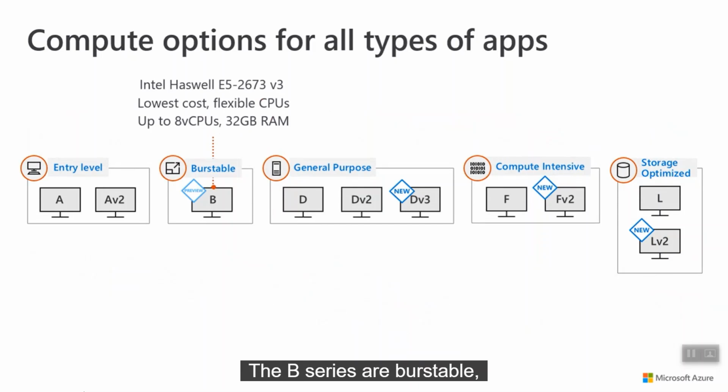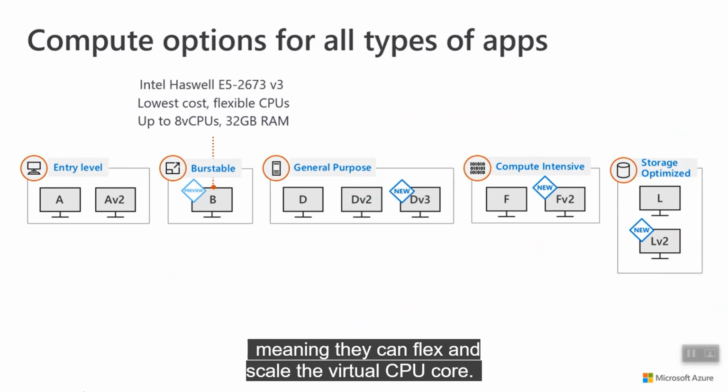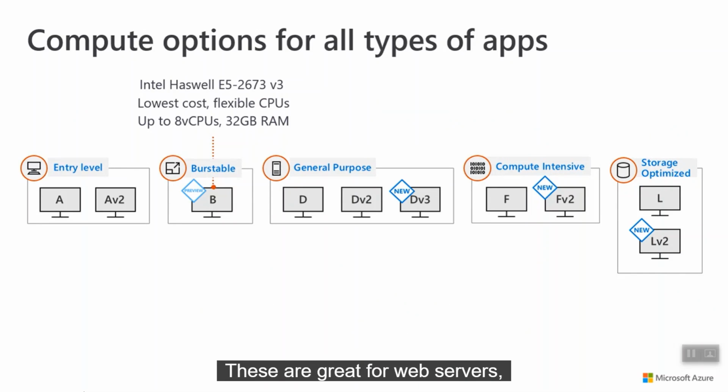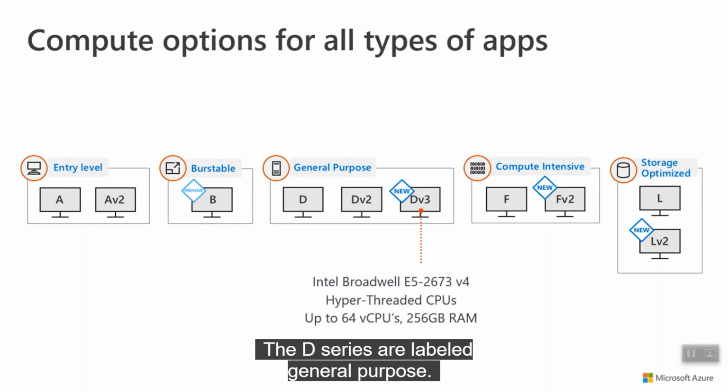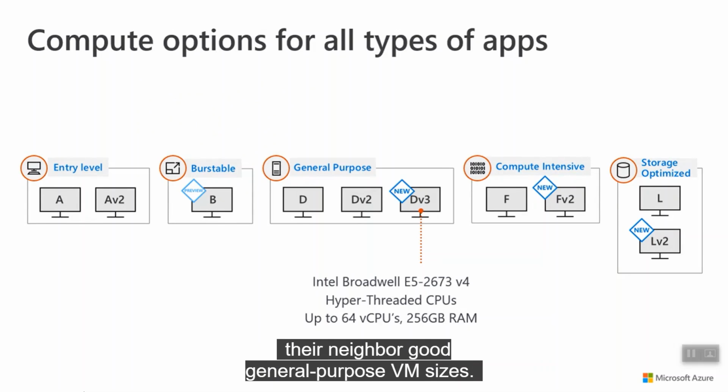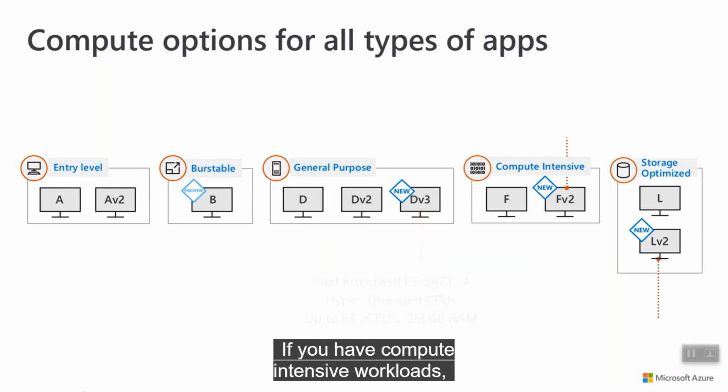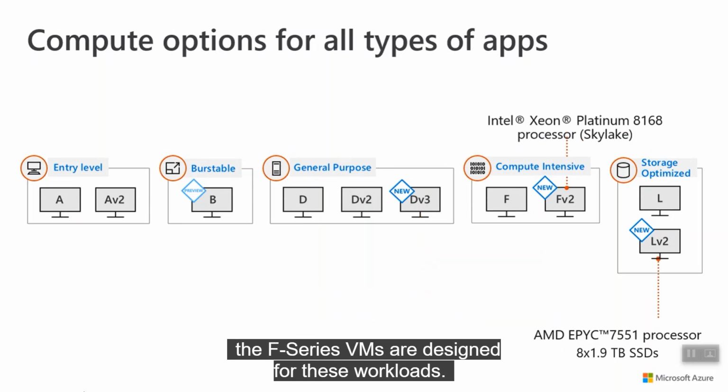The B series are burstable, meaning they can flex and scale the virtual CPU core. These are great for web servers, small databases, and dev test workloads. The D series are labeled general purpose. They provide a great balance of CPU and memory, and like they are named, are good general purpose VM sizes. If you have compute-intensive workloads, the F series VMs are designed for these workloads.